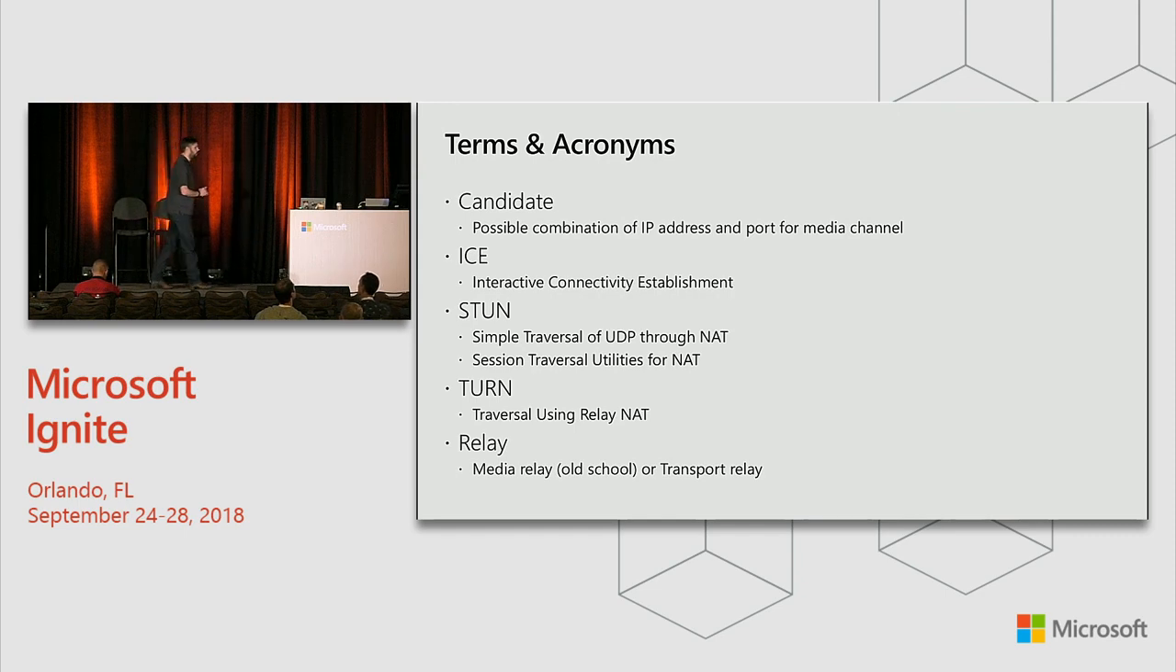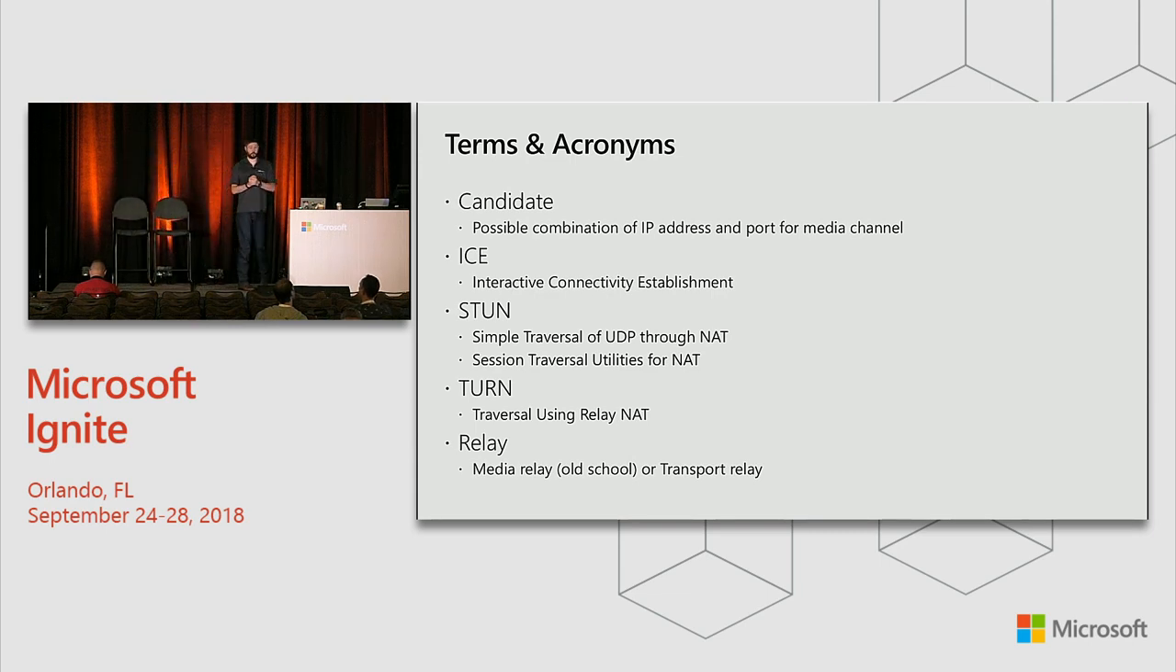So the 5 acronyms that we will be discussing today. A candidate, when we talk about a candidate, that is the combination of an IP address, the port, and the connectivity technology, so TCP or UDP. And that's the connection target, for a source or a target. We talk about ICE, which is Interactive Connectivity Establishment. That's the coupling protocol. So that's STUN, TURN, they're all part of ICE.